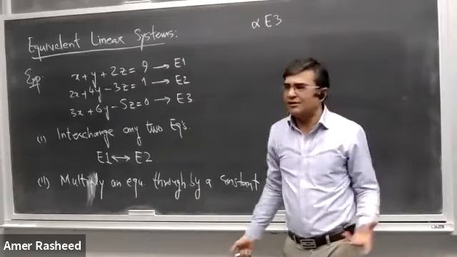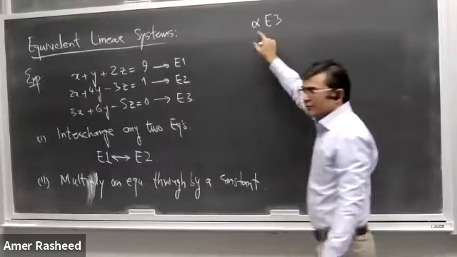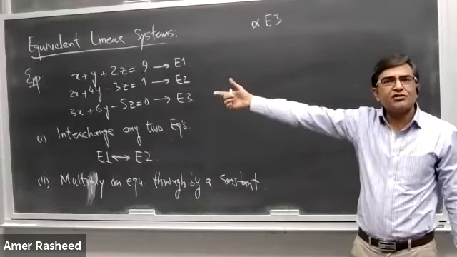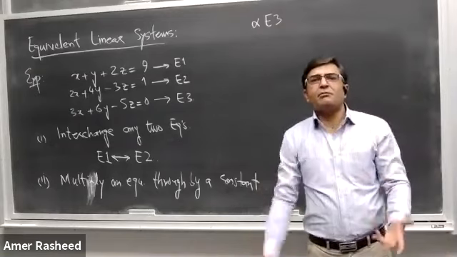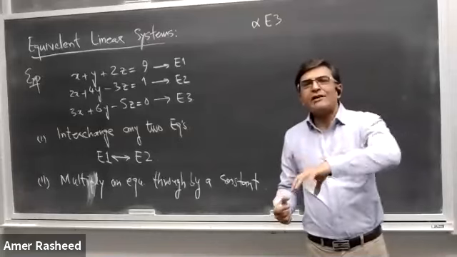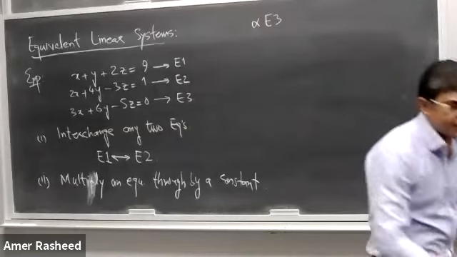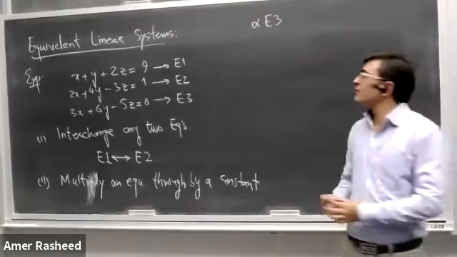If we multiply any equation by a constant on both sides, it doesn't change anything. So this is another operation which we can apply on these equations in order to solve them simultaneously, and the resulting system will be equivalent to the original system. The solutions of both these systems will definitely be the same.